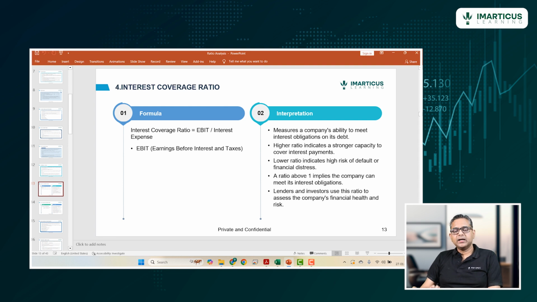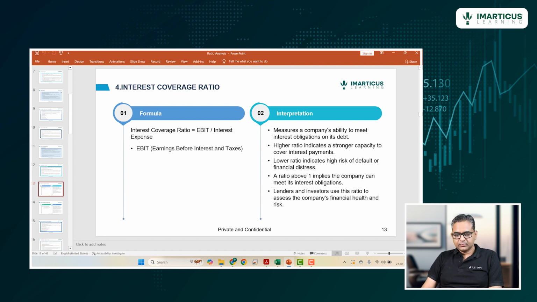So that is why this ratio is formulated like this: EBIT upon interest expense. So the higher the EBIT as compared to the amount of interest expense, the higher the ability of the company to service its interest expense from its operating profits. So that's why this ratio measures a company's ability to meet its interest obligations on its debt. Higher ratio indicates a stronger capacity to cover interest payments, and lower ratio indicates high risk of default or financial distress.